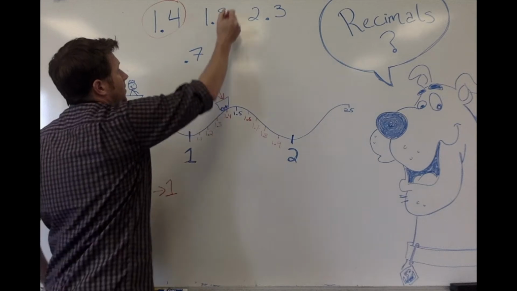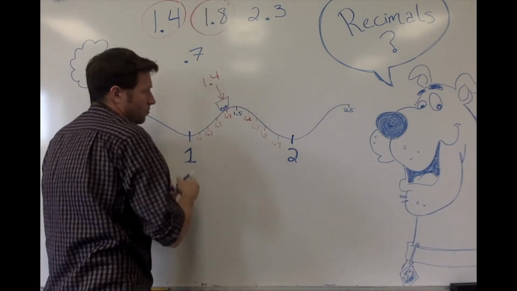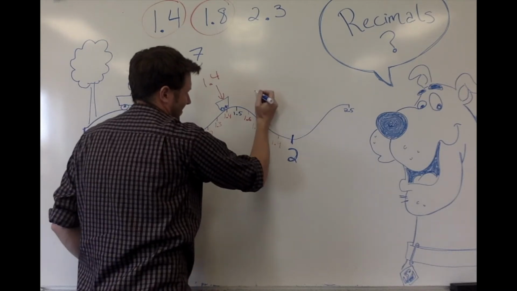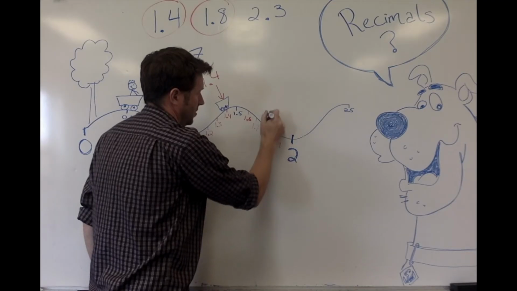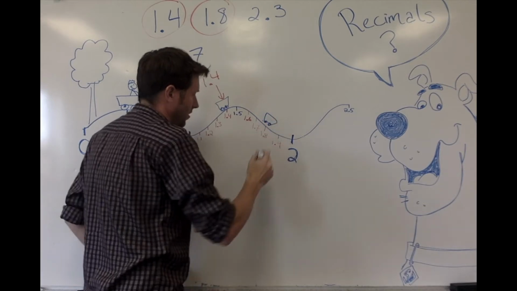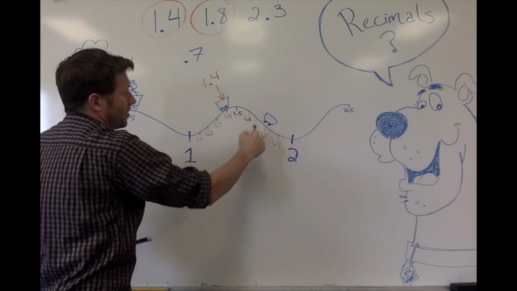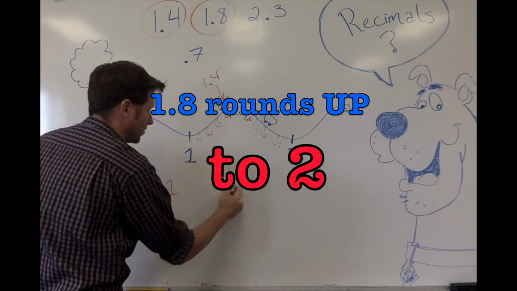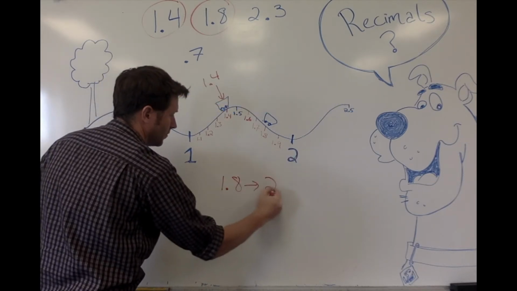How about 1 decimal 8? Let's try that one. 1 decimal 8 would be right here. Let's use a blue minecart. You know what? I got that in the wrong place. There we go. That's better. 1 decimal 8. Where would that roll? It would obviously roll down here, right to this number 2. So 1 decimal 8 is going to round up to the 2.